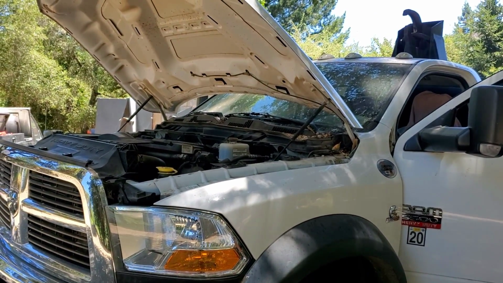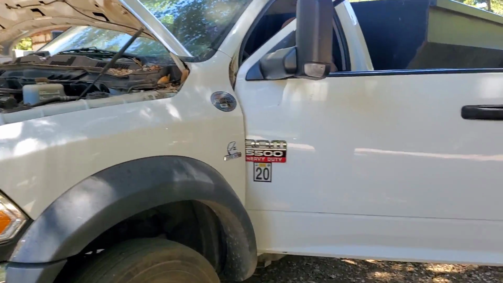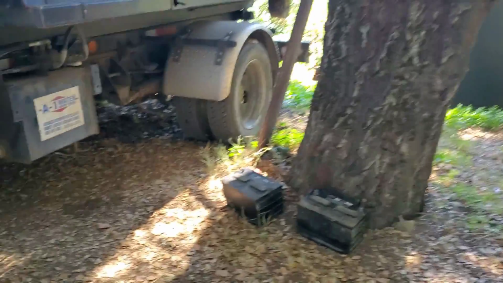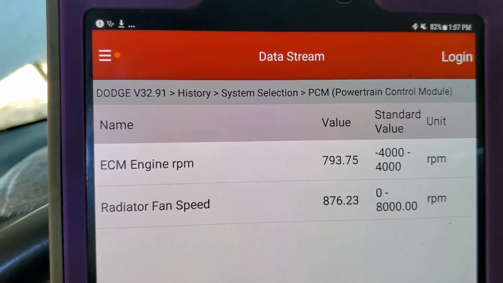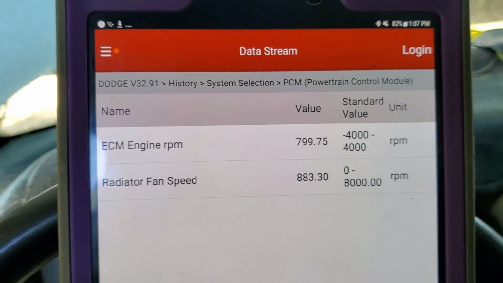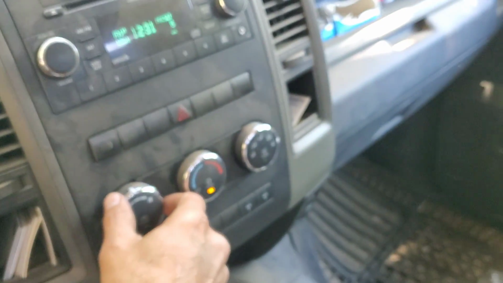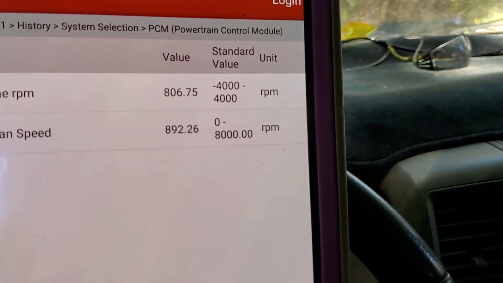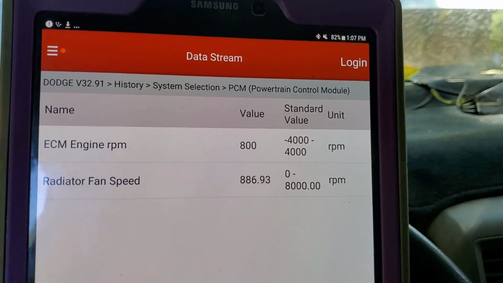Well, I'm finished now with installing the new cooling fan. I already road tested this vehicle and drove it, and I did not get any diagnostic trouble codes anymore. At the same time, what I'm looking at here, sometimes the RPMs of the cooling fan are lower than the engine speed. Let me turn off that one here. What happened when I turned it off? Anything changed? Not really.